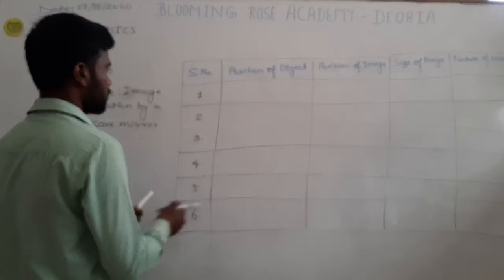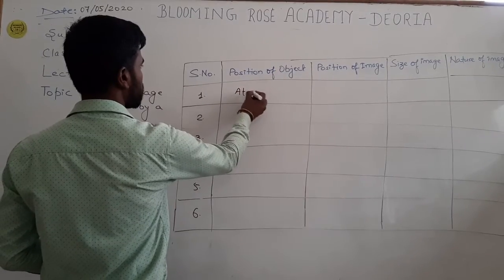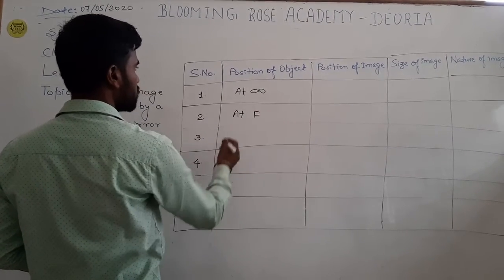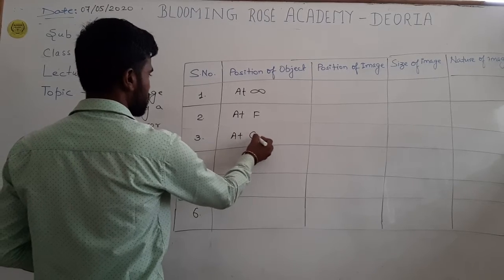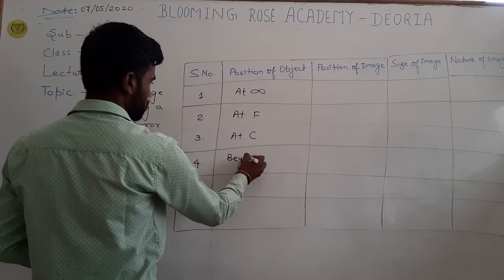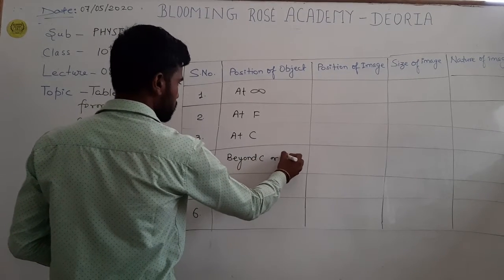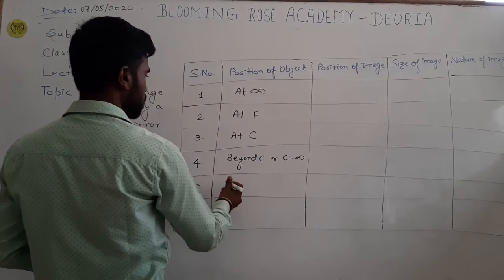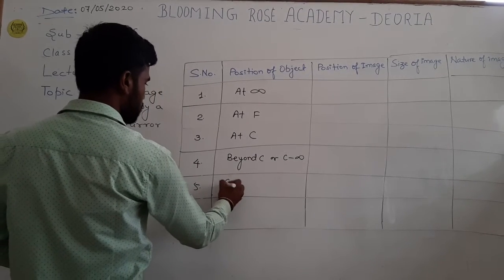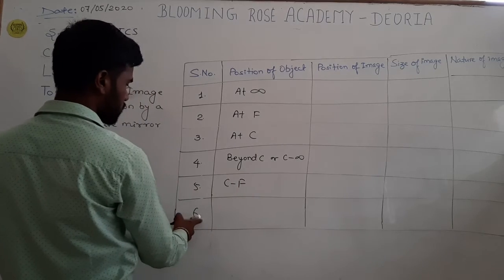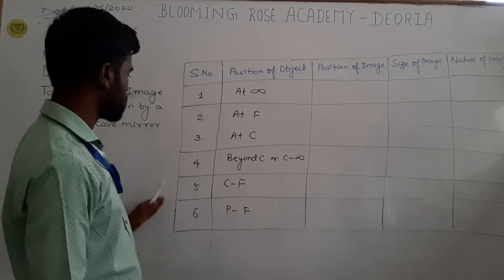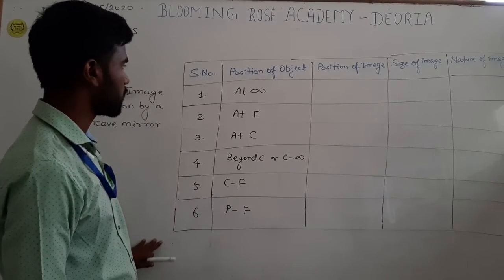The first position is when the object is placed at infinity, the second is when the object is placed at the principal focus, then when the object is placed at the center of curvature C, third when we put the object beyond C or between C and infinity, fifth, between C and F, and sixth, between P and F. Here you can see these 6 possibilities of image formation by a concave mirror.